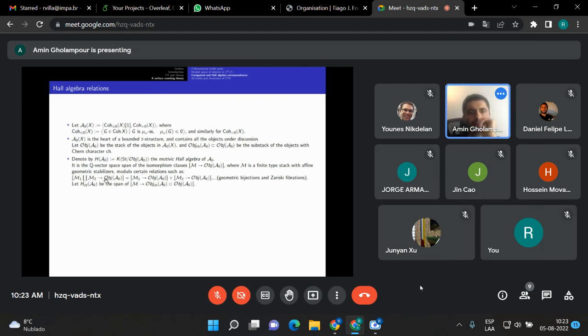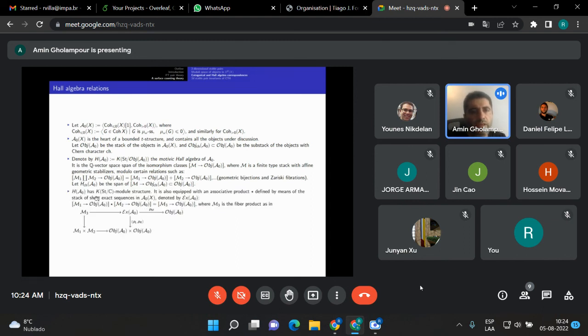And this vector space is modulo some relations. The Hall algebra is this. For example, we have a cut and scissor relation, and if we have a geometric bijection between two, say M1 and M2, then their classes in the Hall algebra are the same. And again, if you have Zariski fibrations with same fibers, then again we have the same classes in the Hall algebra, and so on. So we have this Hall algebra now, and H sub CH consists of those objects such that M to Obj factors through Obj sub CH, basically objects that have class CH.